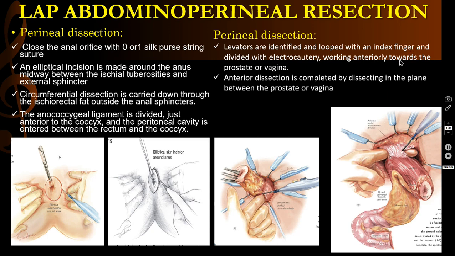Working anteriorly from posterior, you have to divide the levator anteriorly towards the prostate in a male patient and towards the vagina in a female patient. The anterior dissection is completed by dissecting whatever adhesion is there between the prostate and the rectum in a male patient or the vagina and rectum in a female patient. For these adhesions, you can put a finger behind and cut them with electrocautery.